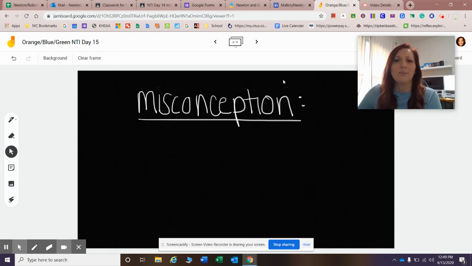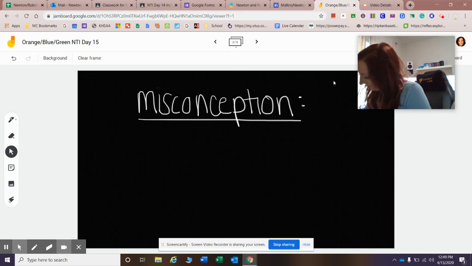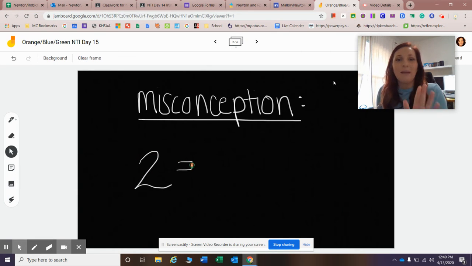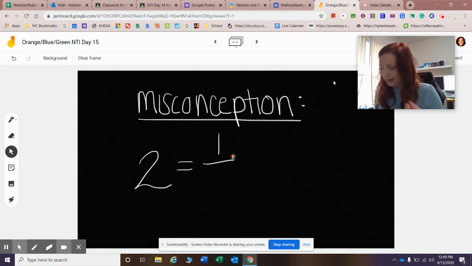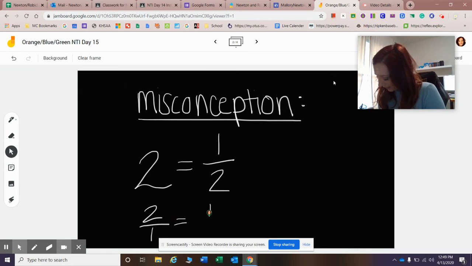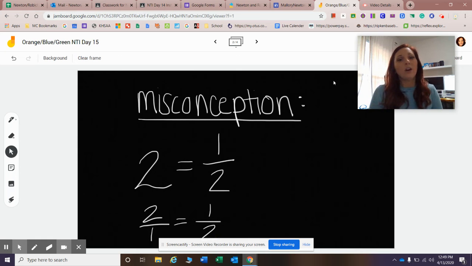So let's look at the misconception that I saw on the comments and on the quizzes. I saw a lot of you put the whole number, so let's use the whole number 2, and you said 2 over 1 is the same thing as 1/2. Now, let's draw these out and figure out why this is a misconception. And remember, misconceptions are just things that we think are true, but they're actually not.